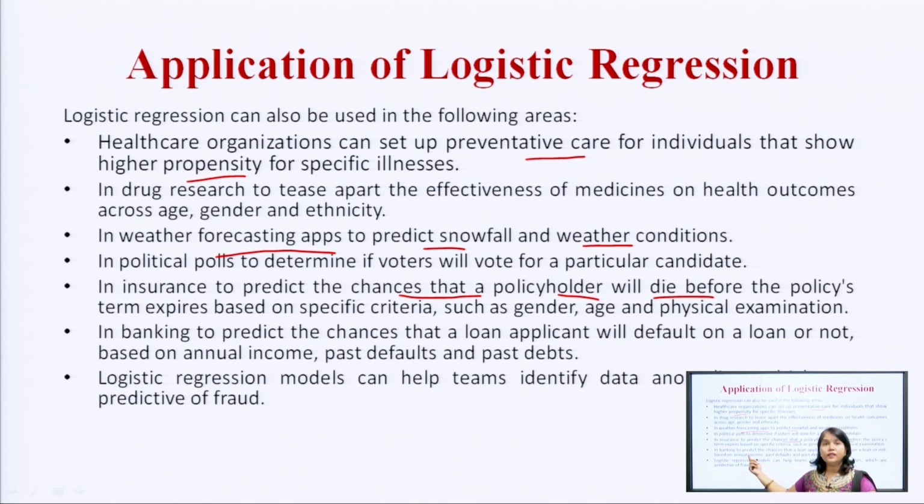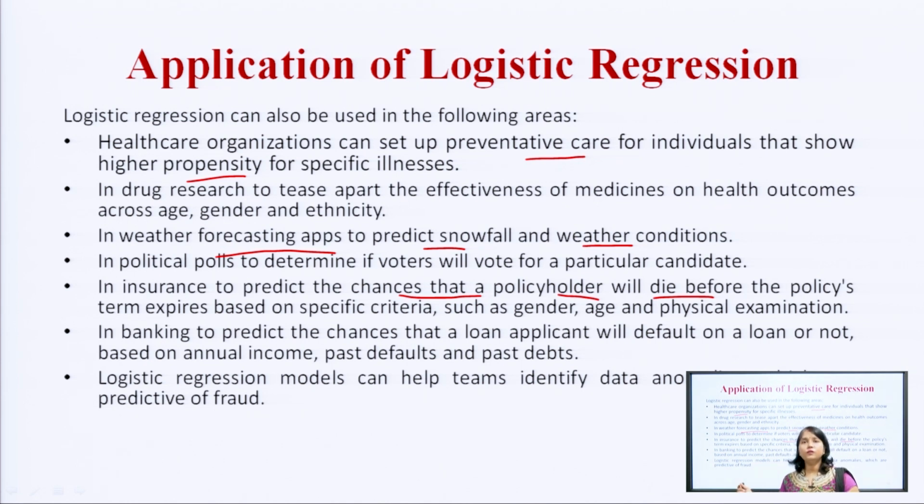In the banking sector, it is used to predict the chances of whether a loan applicant, a person, is fit for the loan or not. You will also check the background detail, right, annual income, past defaults and past debts, everything you will check, and then the bank will be able to give you the loan. So logistic regression means you analyze the data in a categorical manner, in the background detail manner, and then predict in which category the situation will lie.